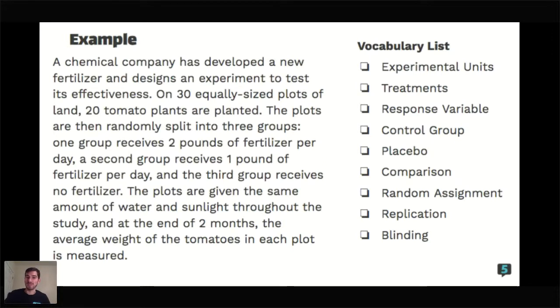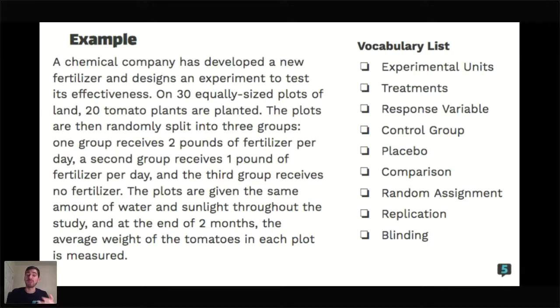Okay, experimental units. That's the smallest group of individuals that receive treatments. You might be tempted to say tomato plants, but the tomato plants themselves are not individually being given fertilizer. The plots of land upon which the tomato plants are planted are receiving the different fertilizers. So the experimental units here are the plots of land, the 30 plots of land, or you could say the groups of 20 tomato plants. So there's the different groups, but it's not the individual plants themselves. It's the groups of plants.